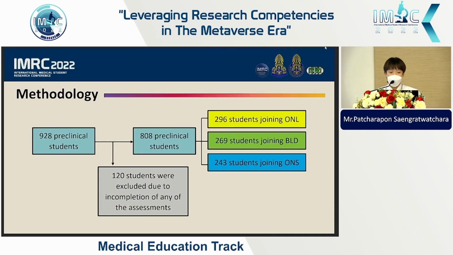Okay, we included 920 preclinical students, and 120 of them were excluded due to the incompletion of any of the assessments. So there were 808 preclinical students: 296 of them joining online, 269 of them joining blended, and the rest, 243 of them, joining on-site.